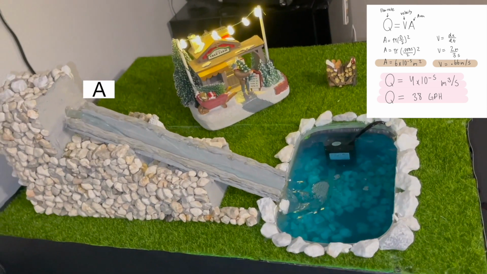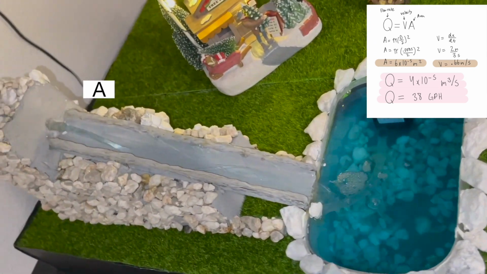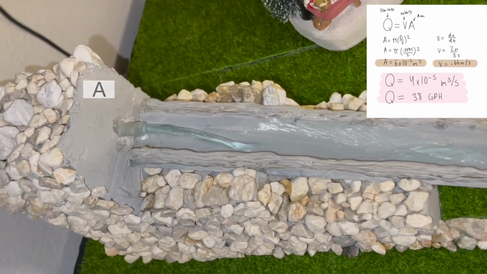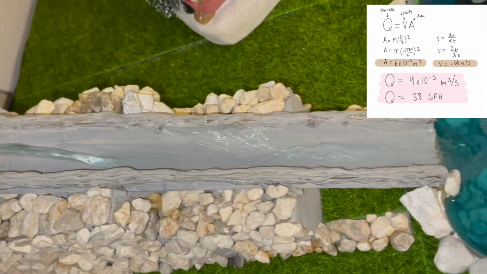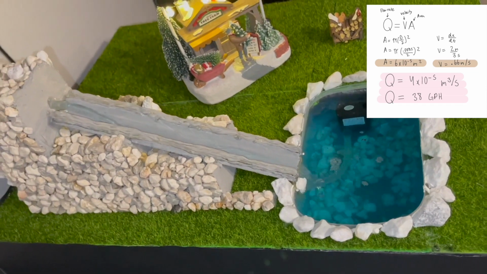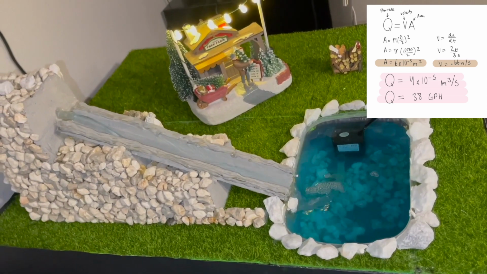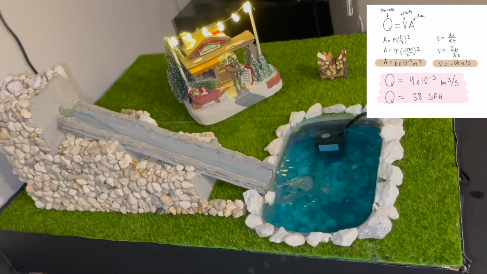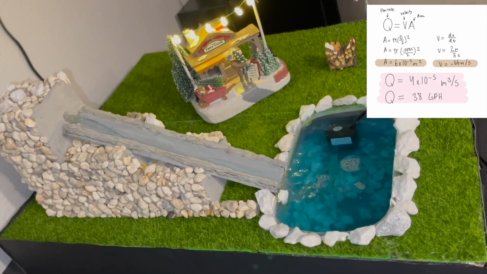The diameter of the pipe is 1/3 inch, so after doing some calculations, we're able to get the radius and get the area. The area is equal to 6 times 10 to negative 5 meters squared. The velocity is going to be the length of the pipe over the time it takes for the water to travel through it. The pipe is 2 meters long and it took approximately 3 seconds for the water to flow through it.